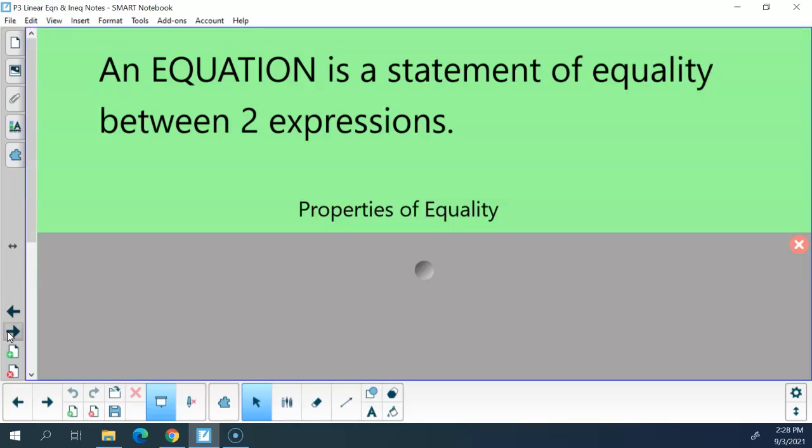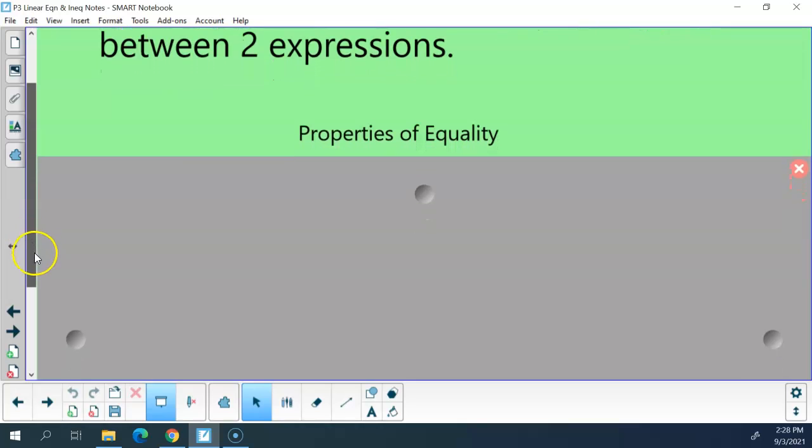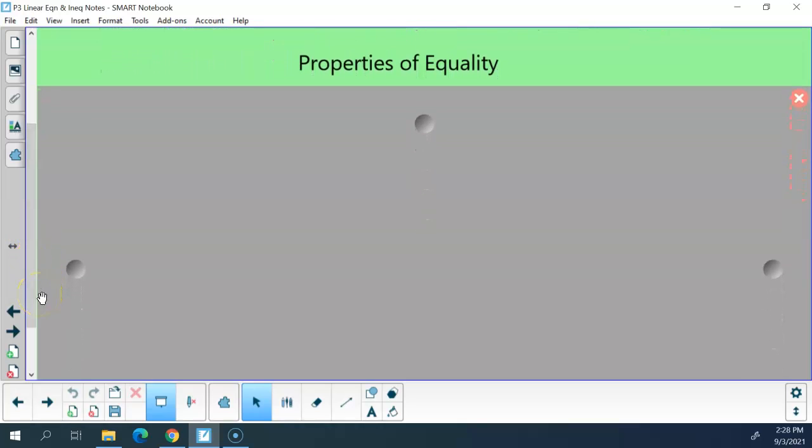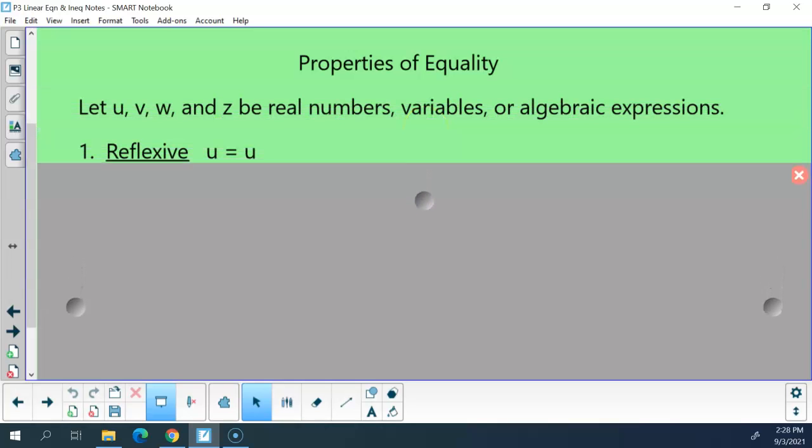Now, we have a few properties of equality that we can talk about. You can write these down if you want, but you don't have to because you already know all of these properties. The first one is the reflexive property. u is equal to u. 5 is equal to 5. 7 is equal to 14 halves. Everything is equal to itself. That's reflexive.